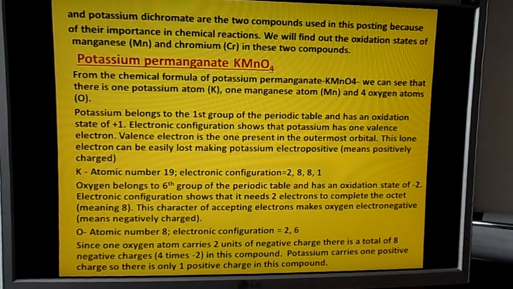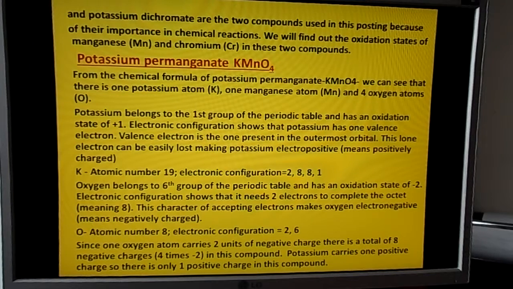From the chemical formula of potassium permanganate, which is KMnO4, we can see that there is one potassium atom, one manganese atom and 4 oxygen atoms. Potassium belongs to the first group of the periodic table and has an oxidation state of +1. Electronic configuration shows that potassium has one valence electron. Valence electron is the one that is present in the outermost orbital. This lone electron, lone means single, can be easily lost, making potassium electropositive, means positively charged. So here is the configuration of potassium. It is atomic number 19, electronic configuration is 2, 8, 8, 1. That means one electron in its outermost orbit.